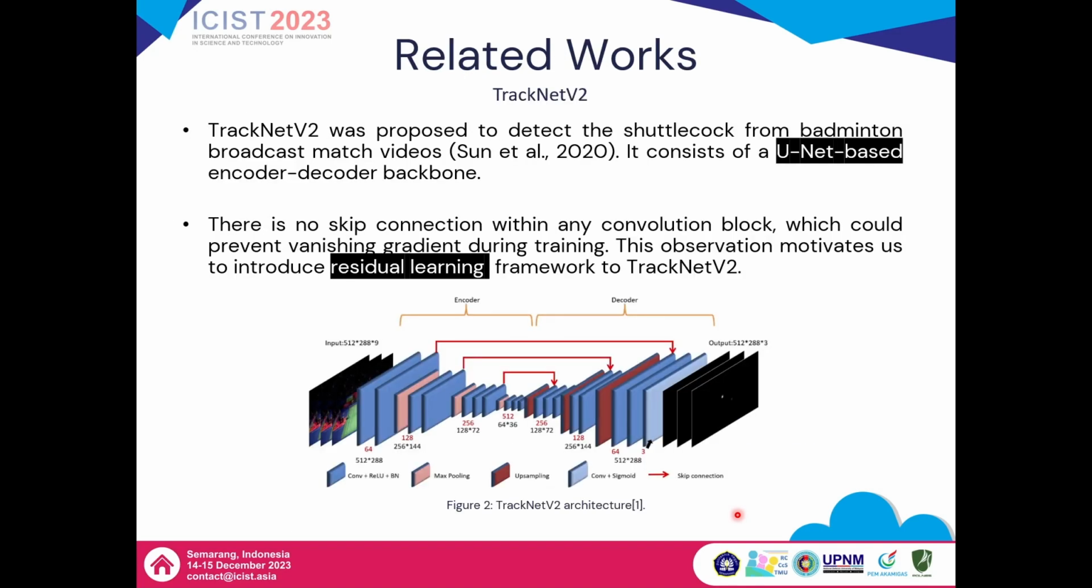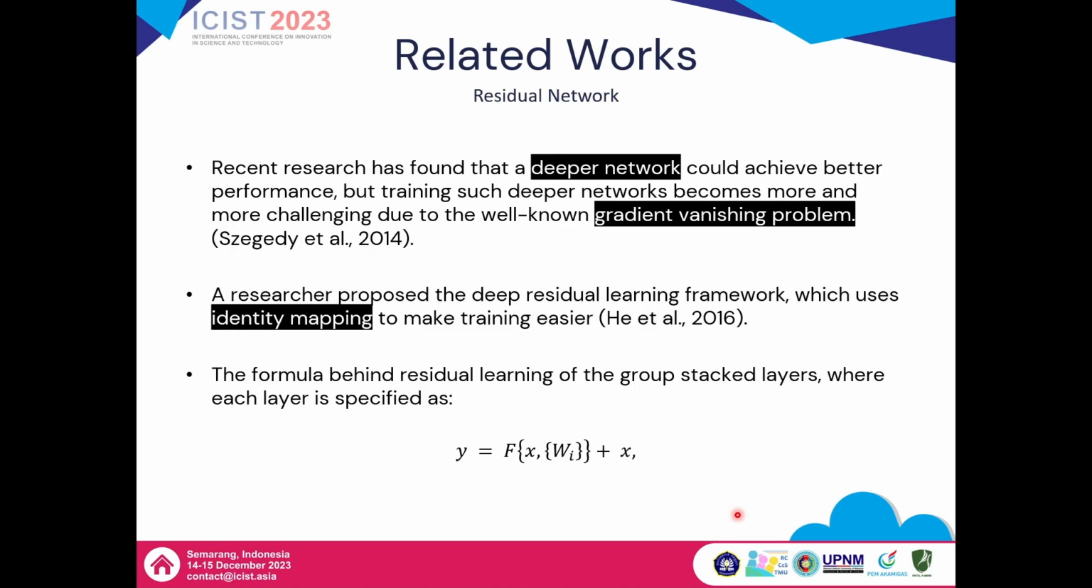TrackNet V2 was proposed to detect the shuttlecock from badminton broadcast match videos. It consists of a U-Net based encoder-decoder backbone. You can see there is no skip connection within any convolutional block, which could prevent vanishing gradient during training. This observation motivates us to introduce the residual learning framework to TrackNet V2.